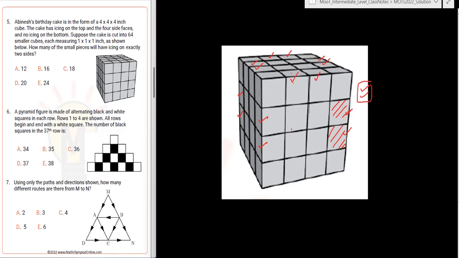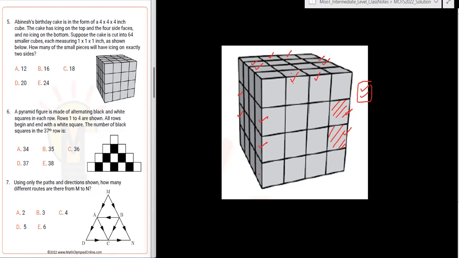All right, is that all, or do we have more? How about this one here? This one has icing only on one side. The bottom doesn't have icing, so this will not be counted. It doesn't have icing on two sides, so let me not count this. What else? Do we have anything more?